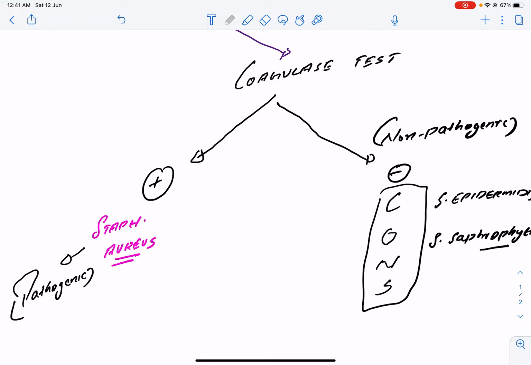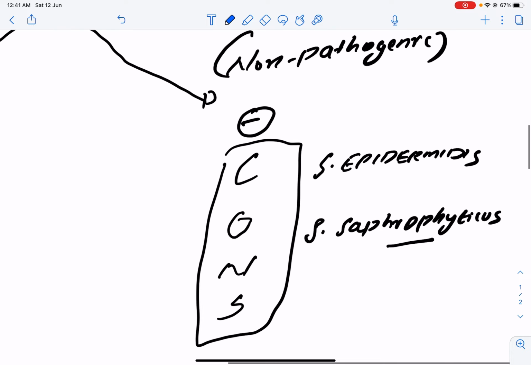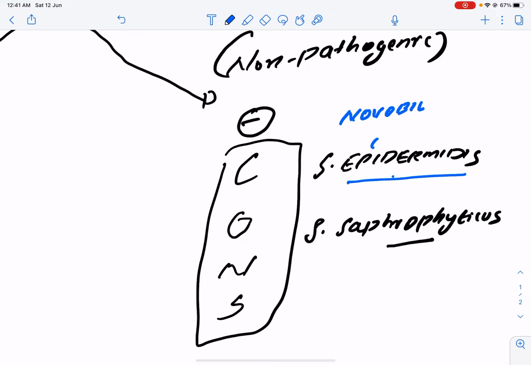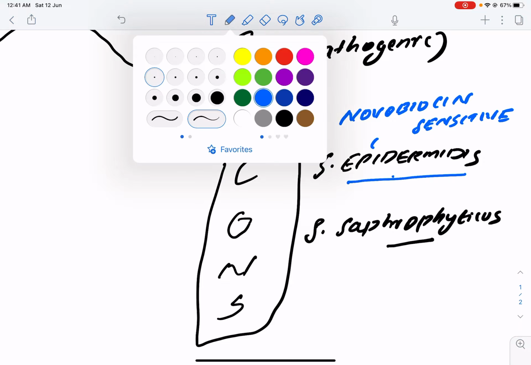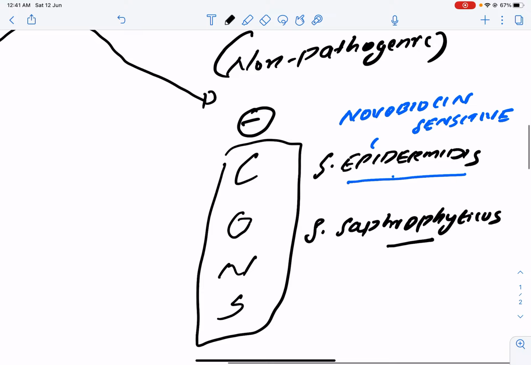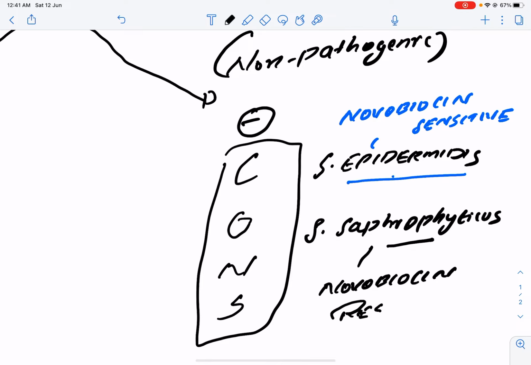And from the coagulase negative ones, we are getting two bacteria. How do we differentiate epidermidis and saprophyticus? That is also a question. There is an antibiotic called novobiocin. So epidermidis is what? Novobiocin sensitive. But at the same time, what about saprophyticus? They are novobiocin resistant.